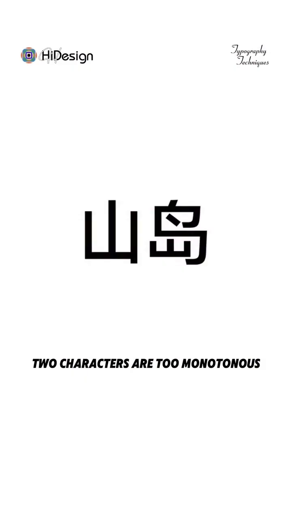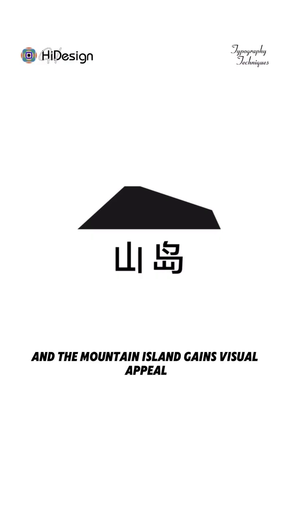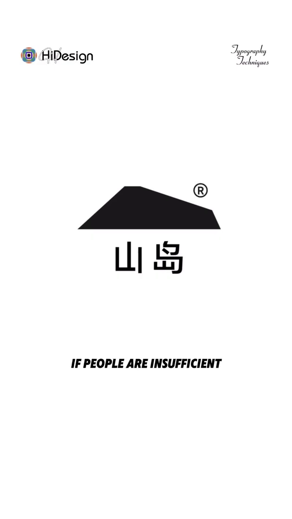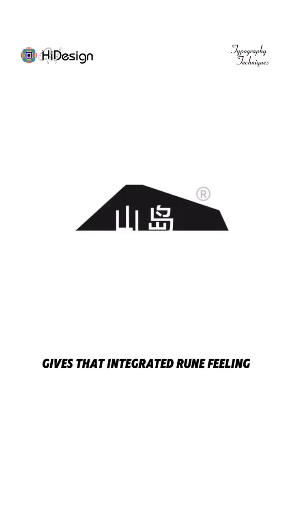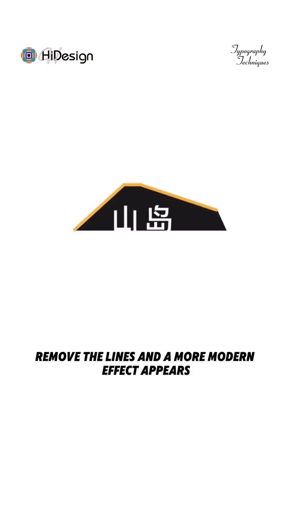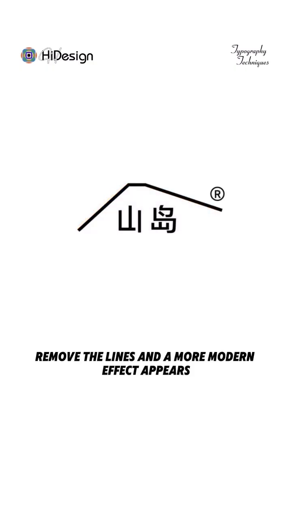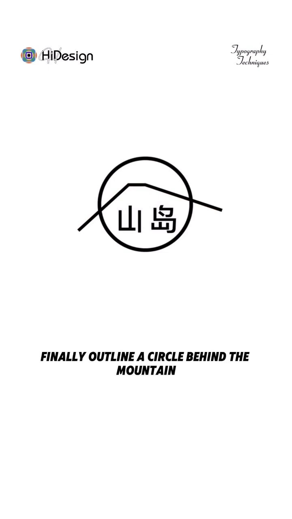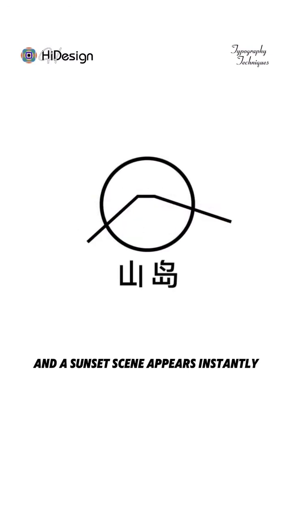Two characters are too monotonous. Breaking them where the strokes connect introduces a sense of design. Shrink the font, casually draw a mountain, and the mountain island gains visual appeal. If people are insufficient, letting the characters live in the mountain gives that integrated feeling. If you want it simpler, remove the lines, and a more modern effect appears. Finally, outline a circle behind the mountain, and a sunset scene appears instantly.